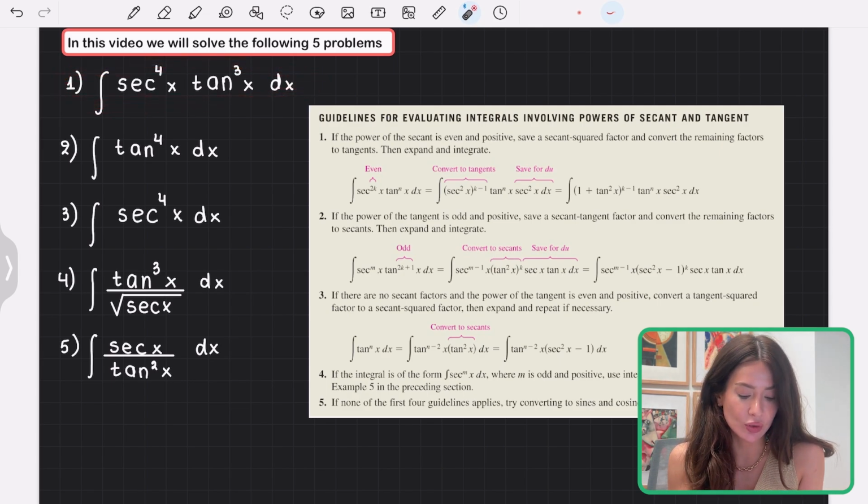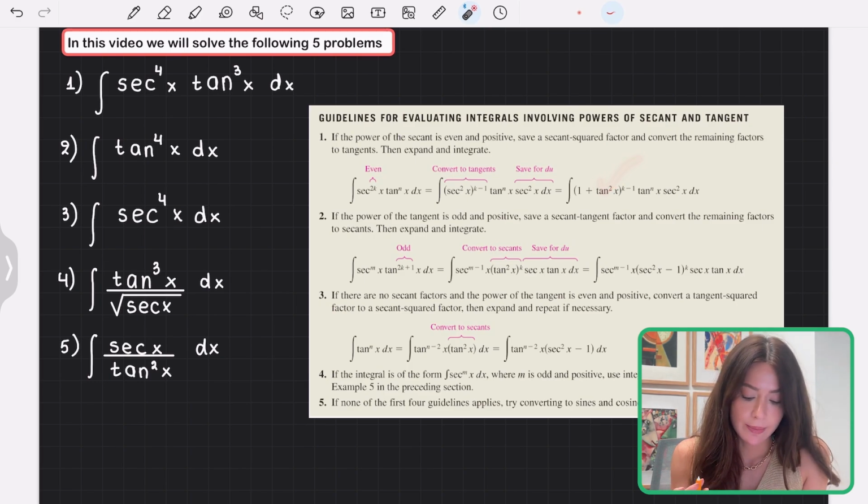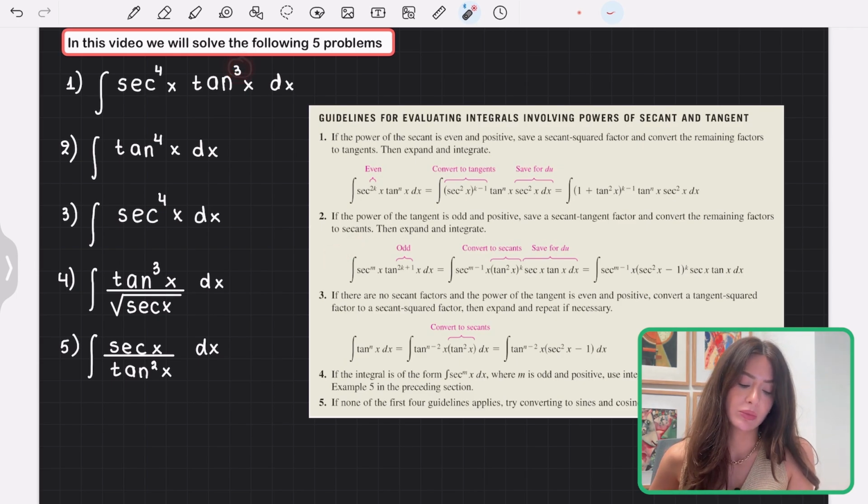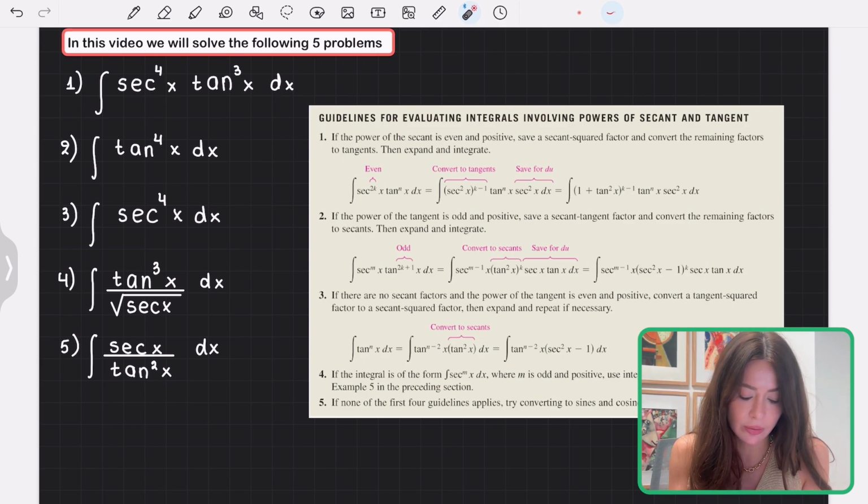Which rule would you use? The first one says that if secant has even power, then use the first rule. Okay, so secant has even power, positive and even, so we could use the first rule. But the second says that if tangent has odd power, then use the second rule, positive and odd, which here it has. Tangent has odd, positive, odd power. We could go with the second.